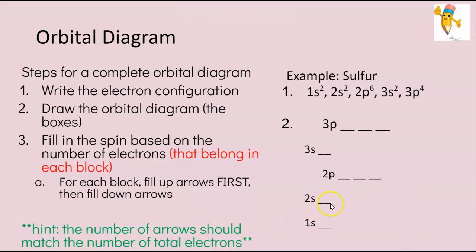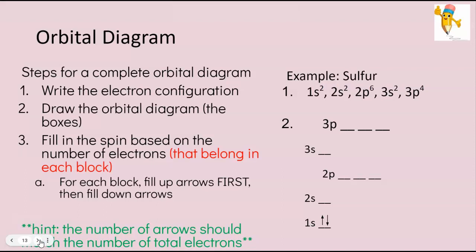Now you are not going to have to draw these lines out because we're virtual. I'll always give you the boxes. You just have to be able to identify them and also to fill them with the arrows. So we always start with 1s first. Remember, we've got 16 total electrons that we have to fill. So at the end, there should be 16 arrows. We're going to fill up arrows first and then come back and fill down. Each of these lines is an orbital box, so each can have up to 2.